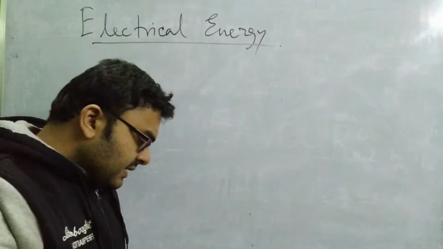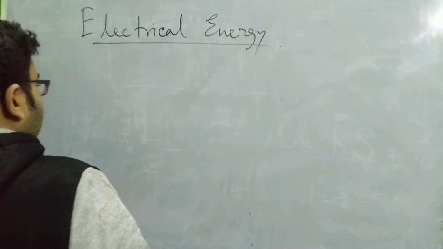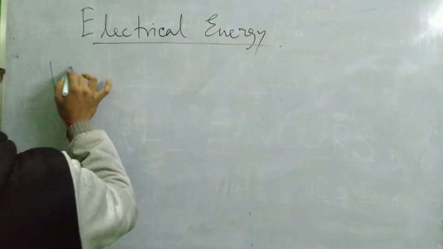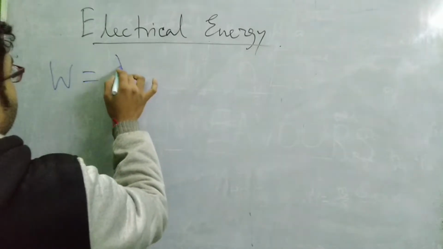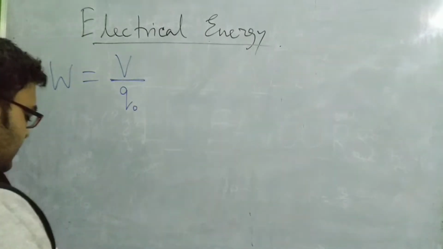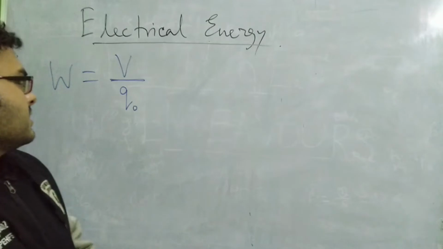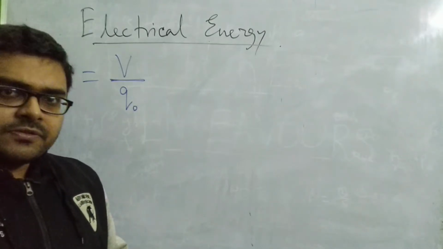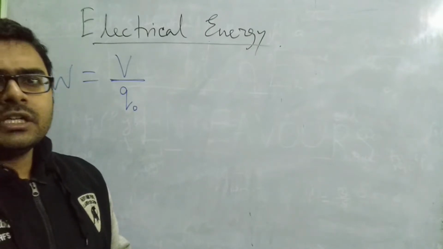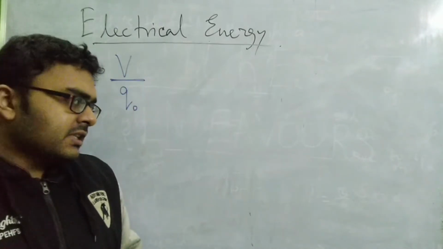See, we have said that potential difference is nothing but the work done per unit charge. Okay, so from the definition of potential difference you can write that W equals V by Q naught, where Q naught is the test charge that you have taken under consideration. V is the potential difference between the 2 points, and W is the amount of work done in moving the charge Q naught between those 2 points.